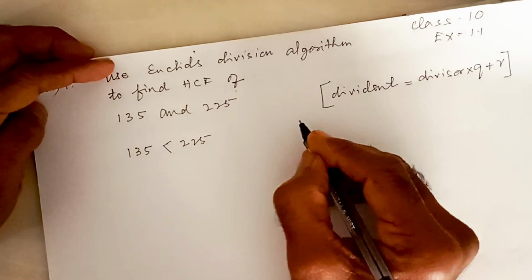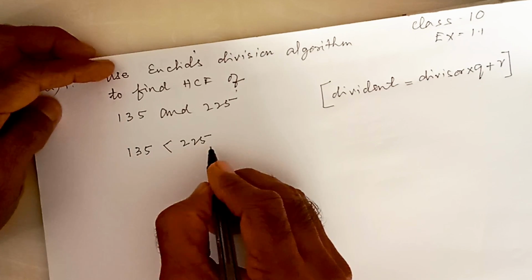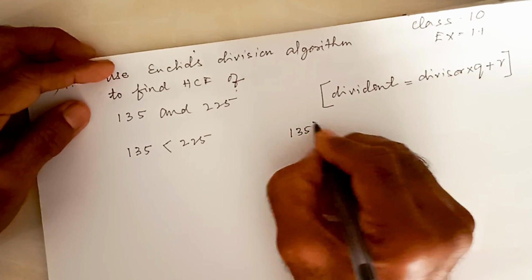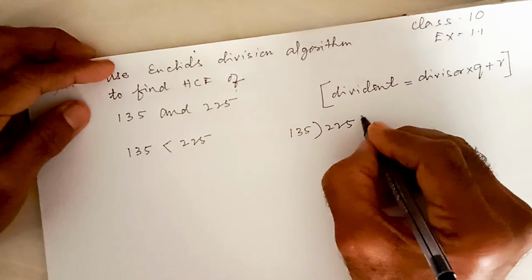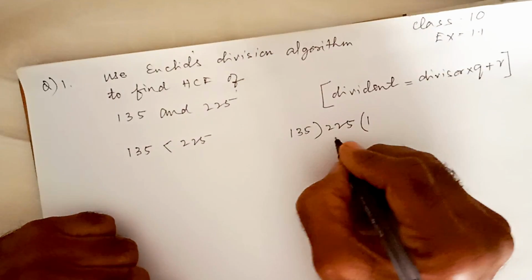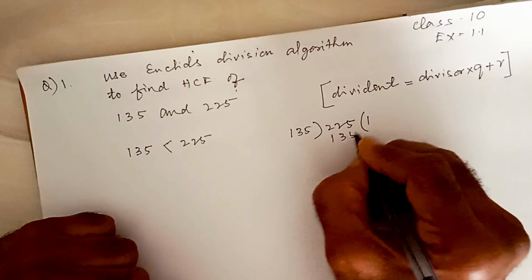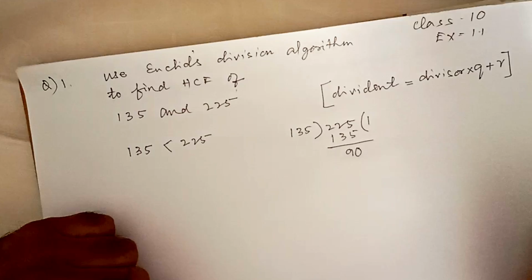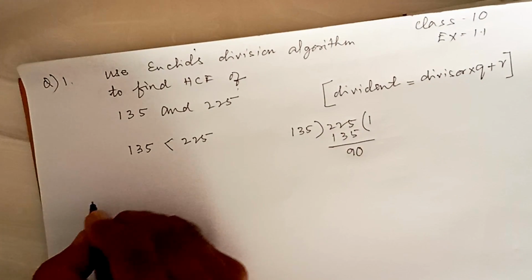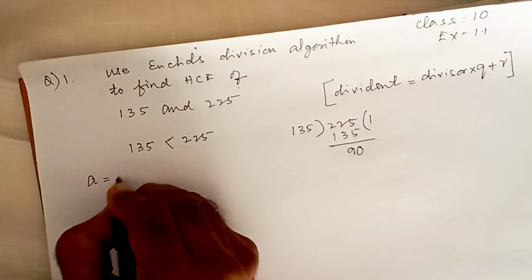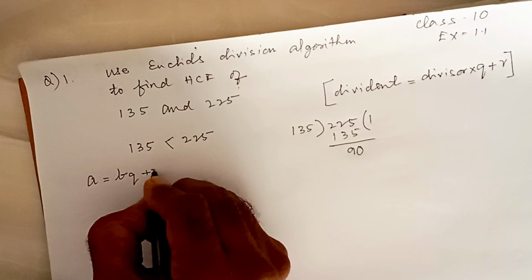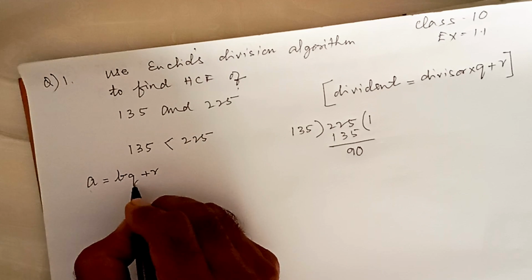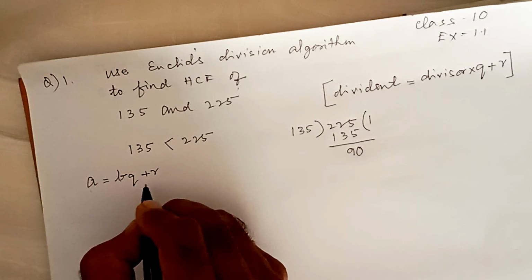What we do now, we divide 225 by 135. We write here 135 divides 225. It goes one time, 135 ones are 135. You get 90 as a remainder. Applying Euclid's division, which says A is equal to BQ plus R, where A is the dividend, B is the divisor, Q is the quotient, and R is the remainder.